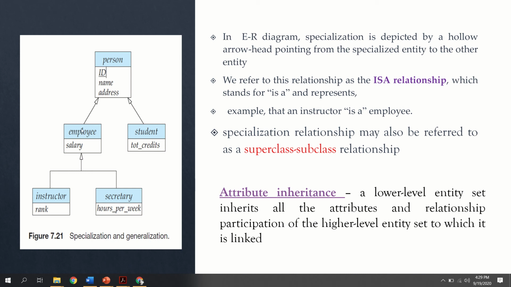So that means here employee is a specialized one. That is a particular type of person. So from that specialized one, we will draw a hollow arrow. You can see here a hollow arrow.